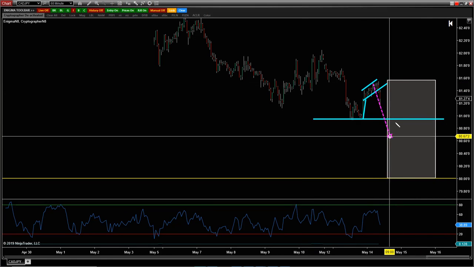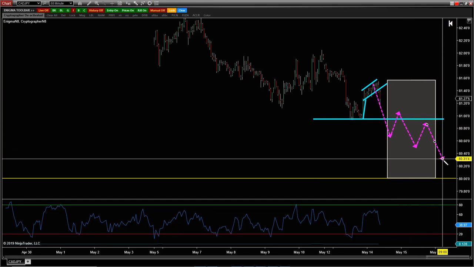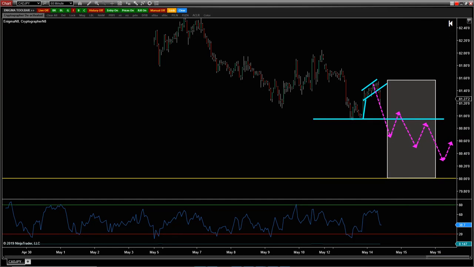And guess what you have? Opportunity for a pullback. You break this level. Opportunity for a pullback, right? There's going to be a lot of opportunities on here because we have a big range. So this is one that you want to keep on your radar, in my opinion, all week.